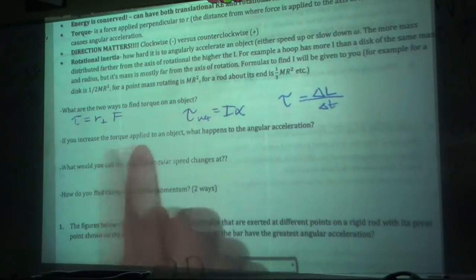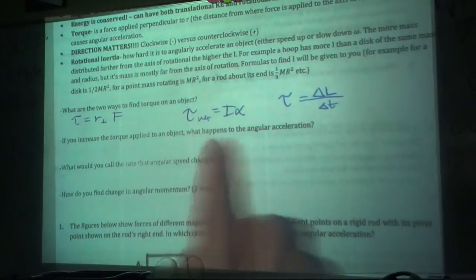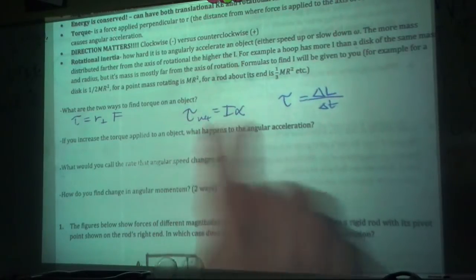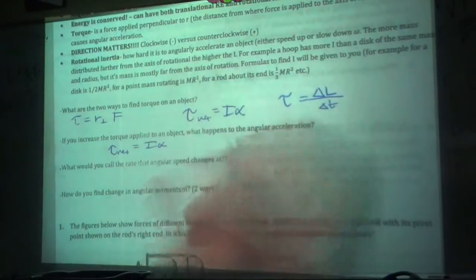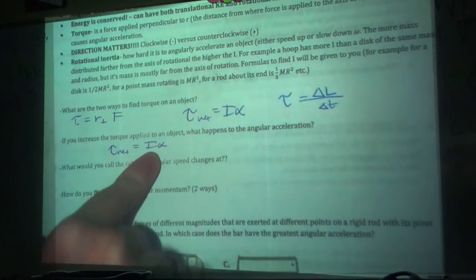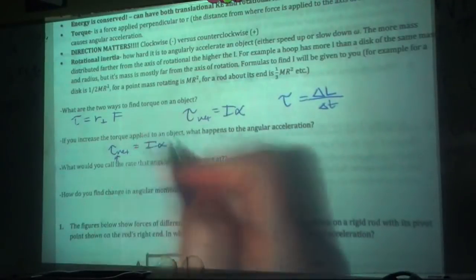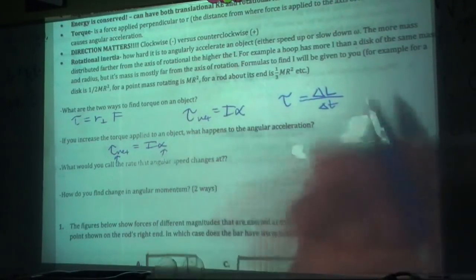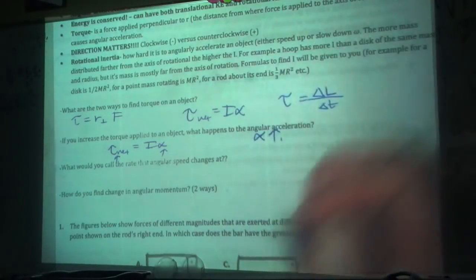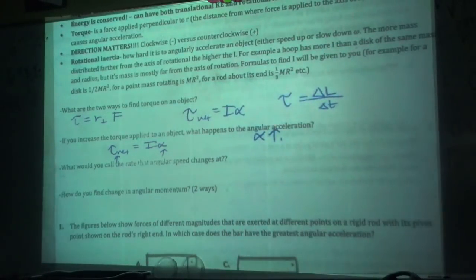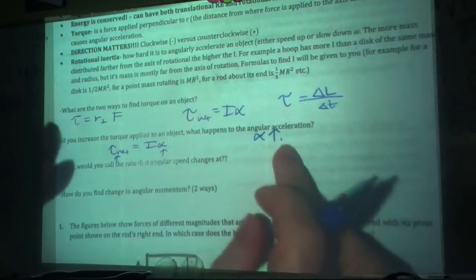If you increase the torque applied to an object, what would happen to the angular acceleration? Well, let's look at this equation right here. So net torque on an object. If it's the same object, then the I probably hasn't changed. So if I increase the torque applied to that object, then you're increasing the acceleration. So alpha would increase. You'd have a greater acceleration. The same way if you push an object and then you push with a bigger force, it accelerates more. This one, bigger torque, will angularly accelerate more.